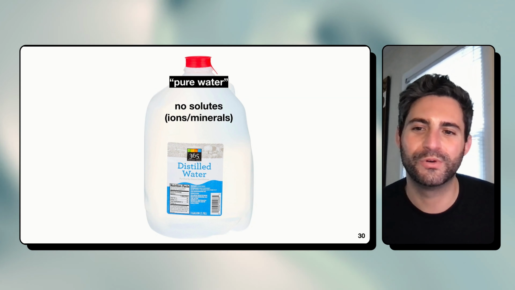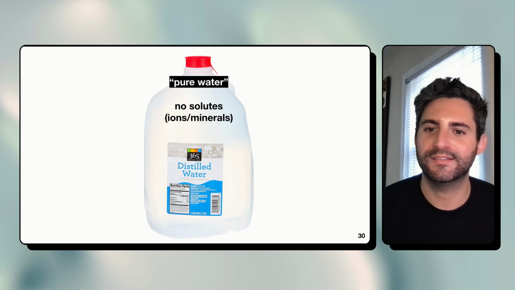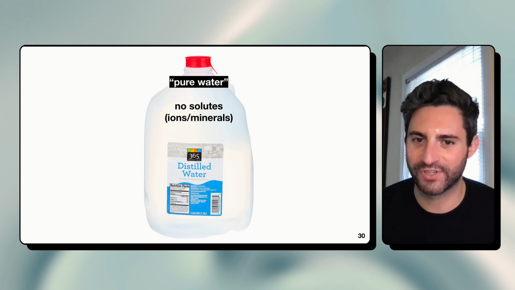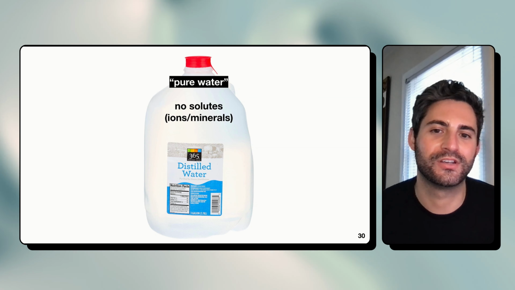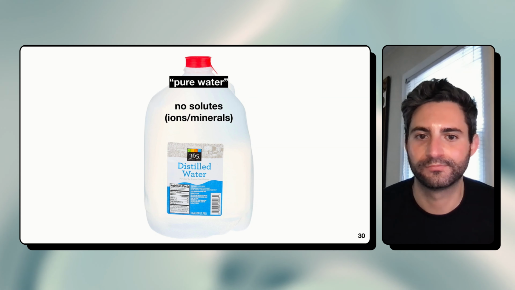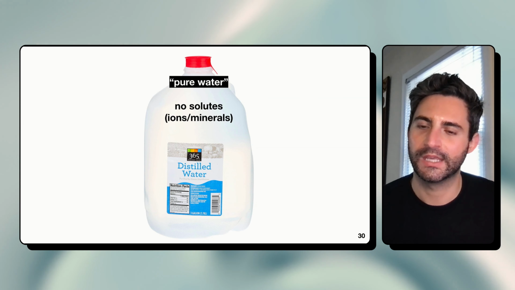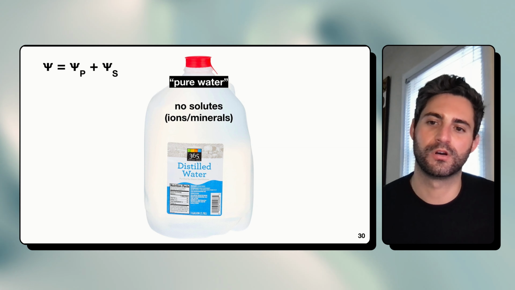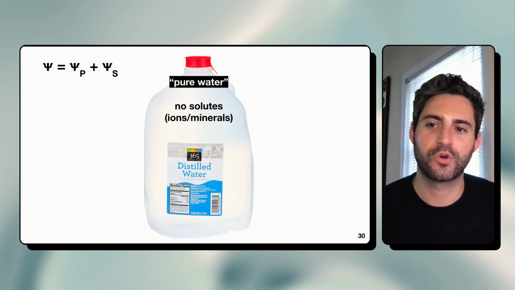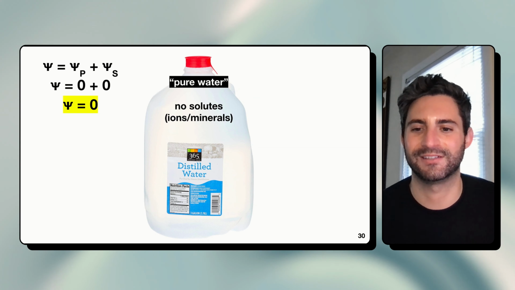A question I have for you is, what is the water potential of pure water? In this case, distilled water has no solutes. And since there are no solutes, that means that there is no solute potential. In other words, the solute potential for pure water will be zero. And if we assume this is an open container, the pressure potential for this will be zero. So that means that the water potential will be equal to zero.